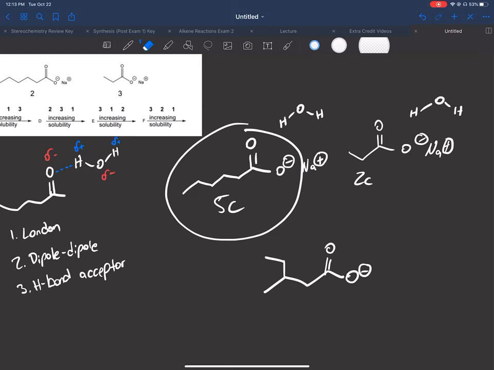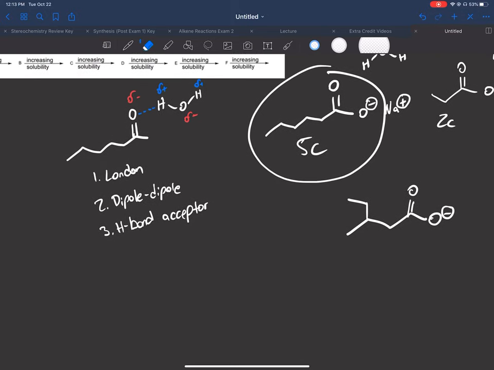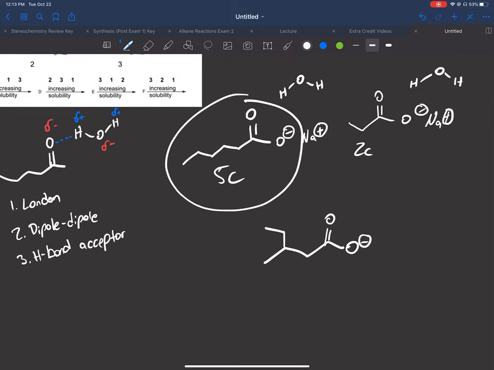So remember, increasing IMFs increase the boiling point and solubility, but where they differ is in terms of branching and long chains. If you have branching, your solubility goes up and boiling point goes down. If you have a long, straight parent chain, your solubility goes down and boiling point goes up. Okay?